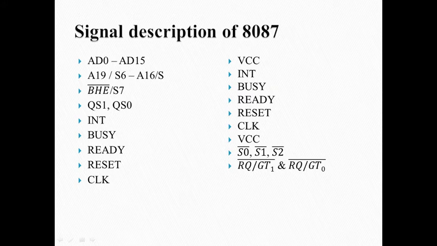So the first combination used is 101, which is used in order to generate a memory read cycle, and 110, this combination is used for the memory write operation, and 111 is used for the passive state, and the remaining combinations are unused. Next, RQ0/GT0 bar and RQ1/GT1 bar.